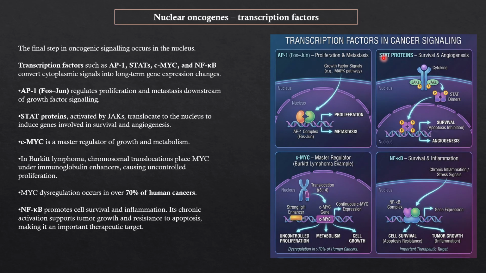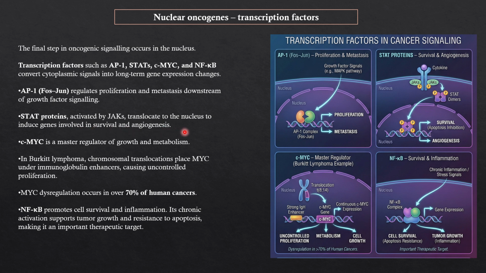The transcription factors in cancer signaling are AP1, STAT proteins, CMYC, and NFKB. Transcription factors such as AP1 and STATs convert the cytoplasmic signals into long-term gene expression changes. For example, AP1, or the FOS gene, regulates proliferation and metastasis, downstream of growth factor signaling. STAT proteins are activated by JAKs, or Janus kinase. They translocate to the nucleus and induce genes involved in survival and angiogenesis.